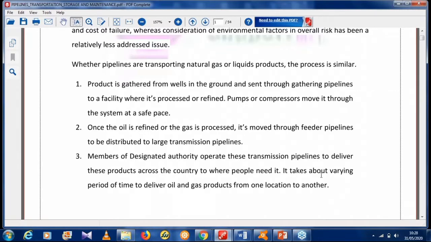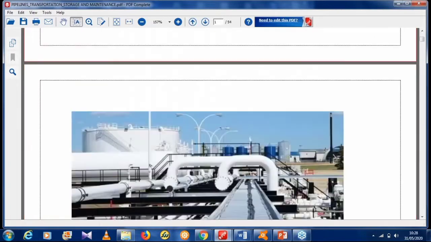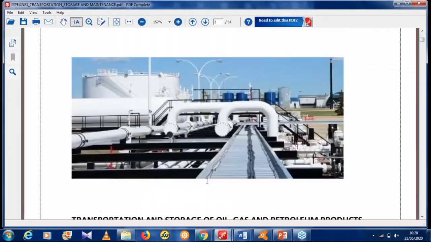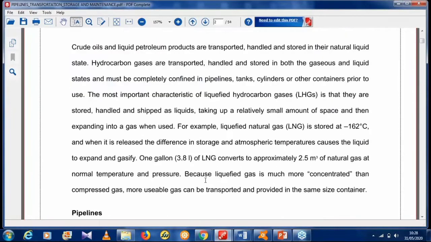It takes varying periods to deliver the oil and gas product from one location to another. So the time it will take to deliver in one location may not be the same time it will take in another location. All right.